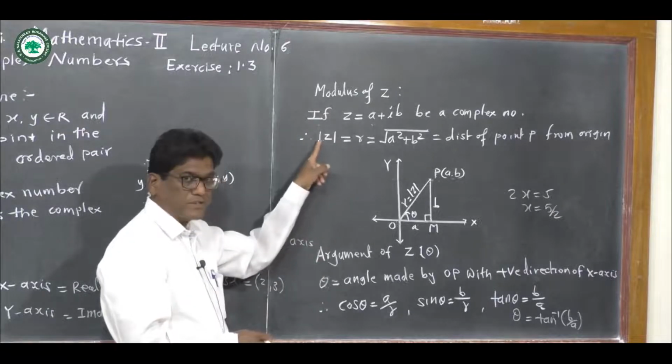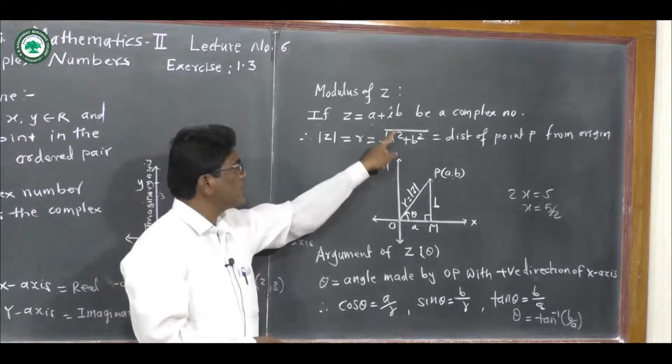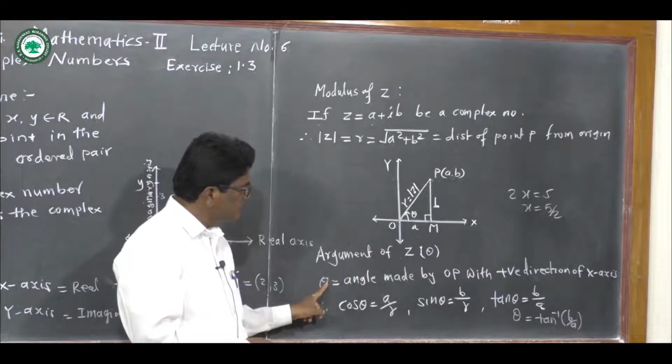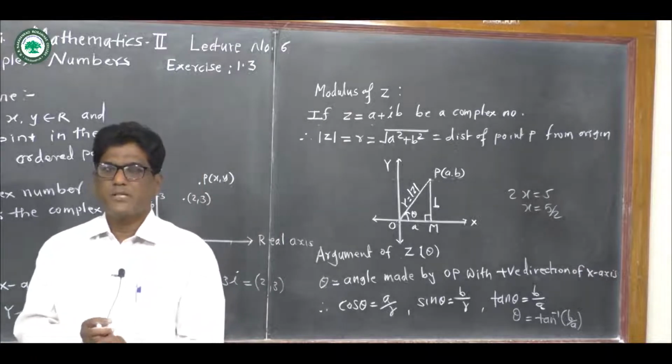Modulus of z is denoted by r. Mod of z is equal to the square root of a square plus b square, and we find theta, that is the argument of z, using the formula theta is equal to tan inverse of b upon a.